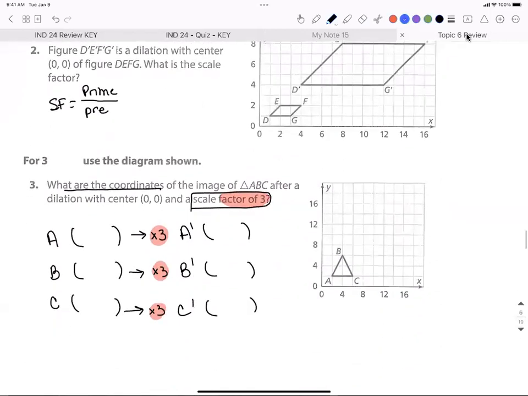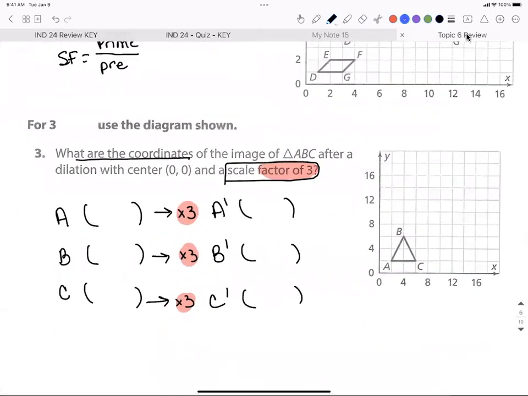All right, for number 3, I'm going to leave this here again because it's very important that you show this work. What are the coordinates of image ABC after a dilation with the center 0, 0 and a scale factor of 3? Well, first you have to name the coordinates of ABC. Then you have to apply the scale factor and get new coordinates and then graph said new coordinates. And actually, technically on this one, you don't have to graph them because it just says what are the coordinates. So technically you don't even have to graph it.